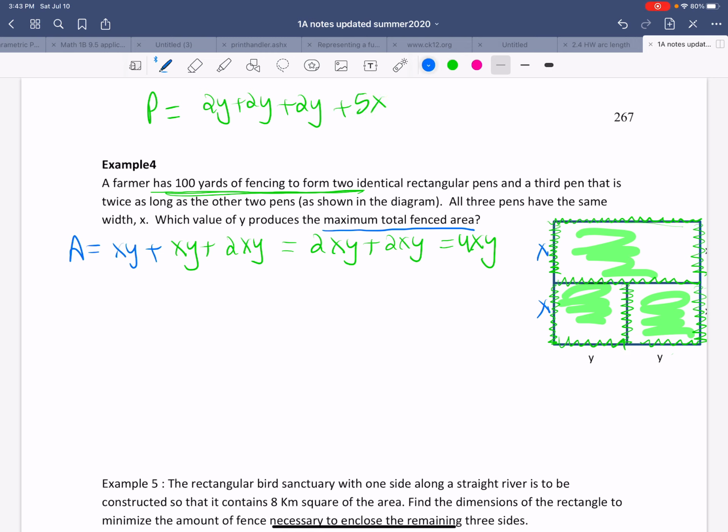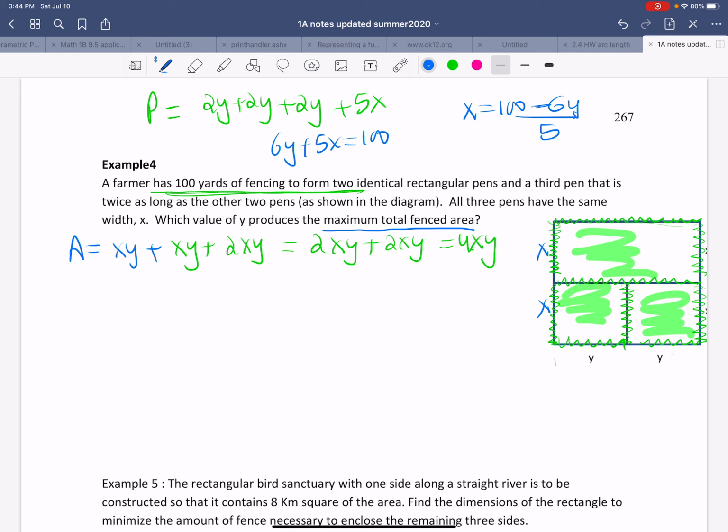So perimeter is given to me. It is 6y plus 5x equal to 100. Now we can either express x in terms of y or y in terms of x. So I can say from here x is equal to 100 minus 6y over 5.